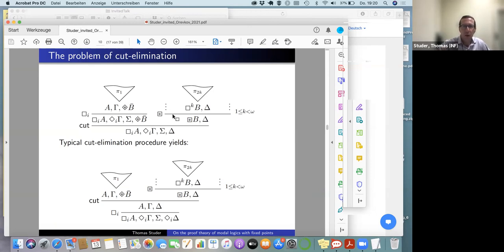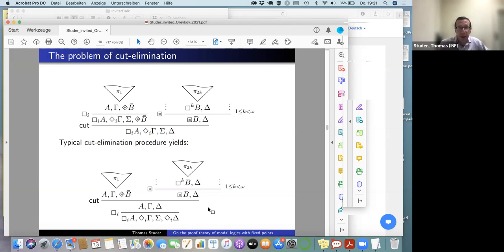So we have a cut on common knowledge of B and its dual. Here common knowledge of B has been derived using the common knowledge rule. Here, however, it's just this side formula in a box rule. Now the usual procedure will be to permute the cut rule and the box rule, because it's just a side formula here. But if we try this, then this almost works. We have box A, diamond gamma, sigma. But here for the delta, we have this additional diamond, which we don't have in the original derivation.